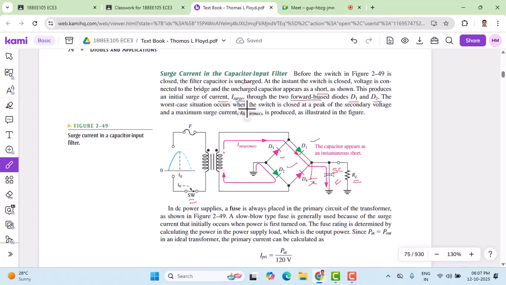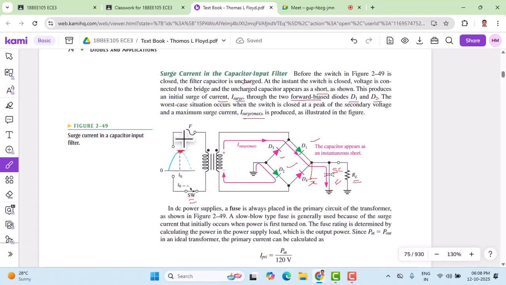The worst situation is when the switch is closed at the peak of the secondary voltage. So what do you mean by that? When the switch is closed, when the signal is at the peak here, at that time a huge current will surge back into the circuit, and there are chances that we may lose the complete circuit, because maximum surge current happens when the switch is closed exactly at the peak at this particular point. That leads to huge damage to the entire circuit here.